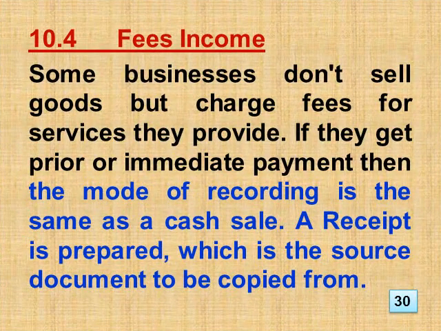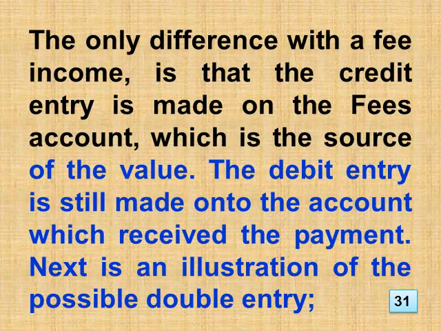Section 10.4. Fees income. Some businesses don't sell goods but charge fees for services they provide. If they get prior or immediate payment, then the mode of recording is the same as a cash sale. A receipt is prepared, which is the source document to be copied from. The only difference with a fee income is that the credit entry is made on the fees account, which is the source of the value. The debit entry is still made onto the account which received the payment.